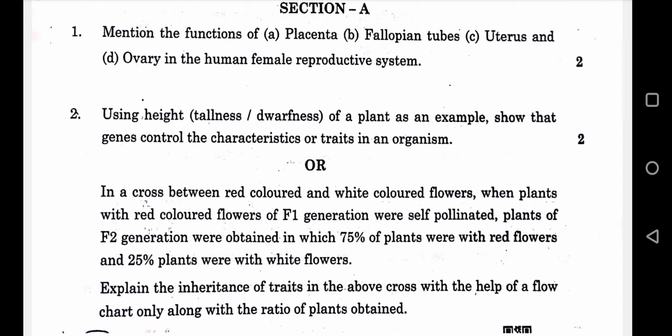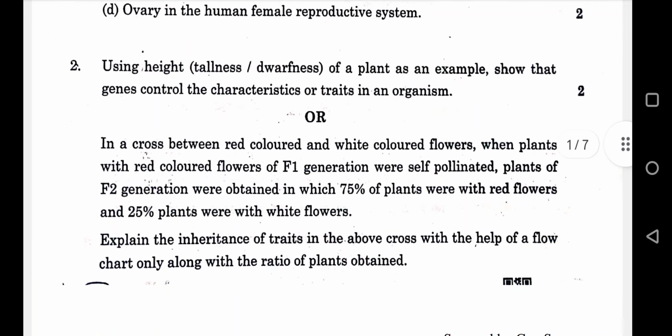And the fallopian tubes, in which the ova or egg cells are transferred to the uterus, and in the fallopian tube only there is fertilization. Again, for the uterus you have to just write that the baby is formed in the uterus and is kept there for the whole gestation period. And the ovary in the human female reproductive system: it is really easy. The ovary produces ova or egg cells, which is the primary part of the reproductive system.